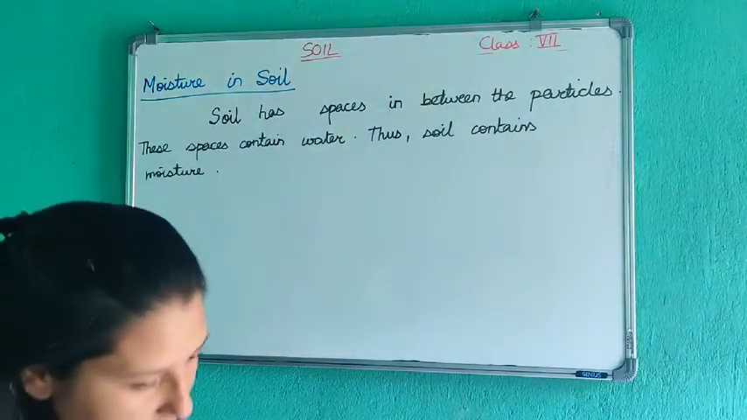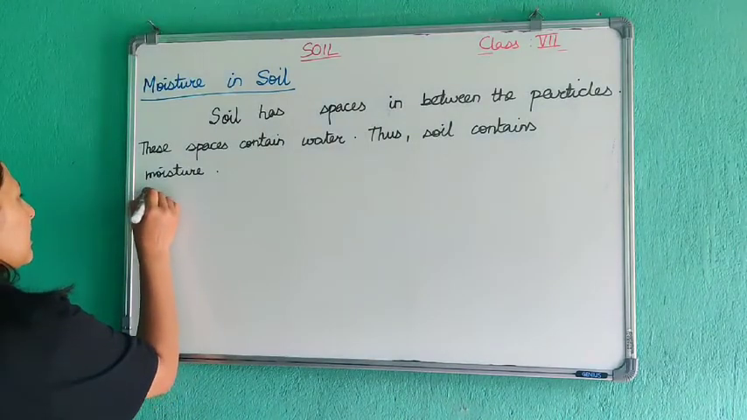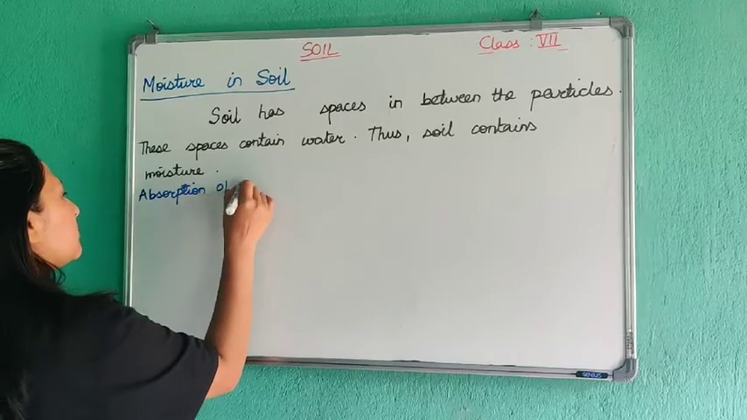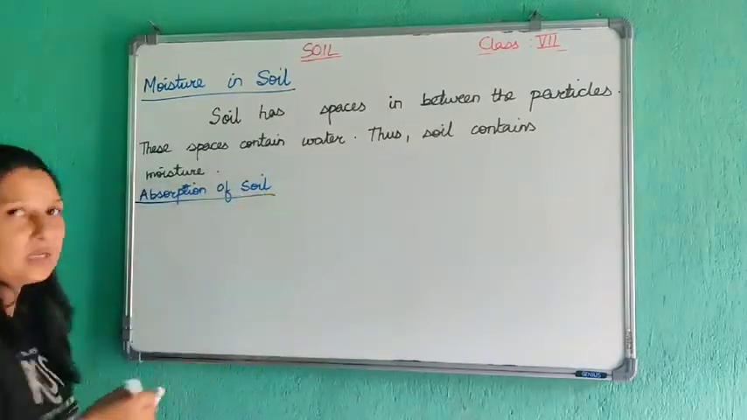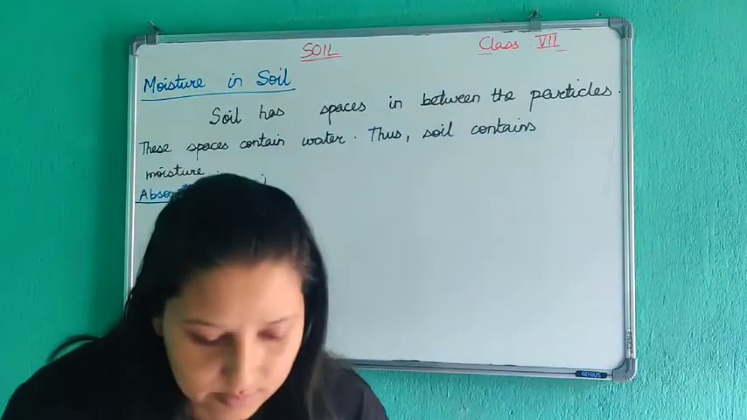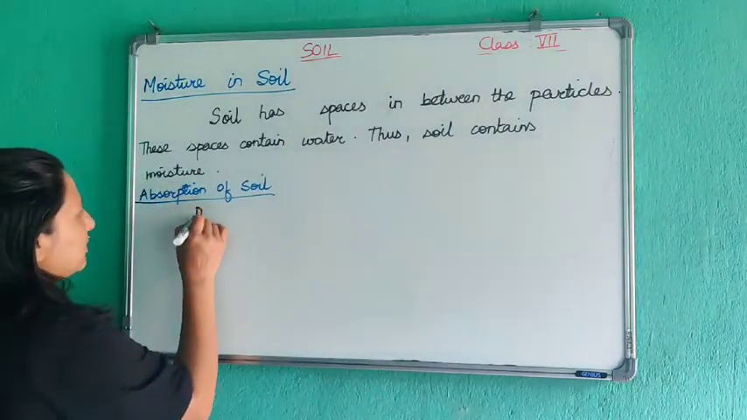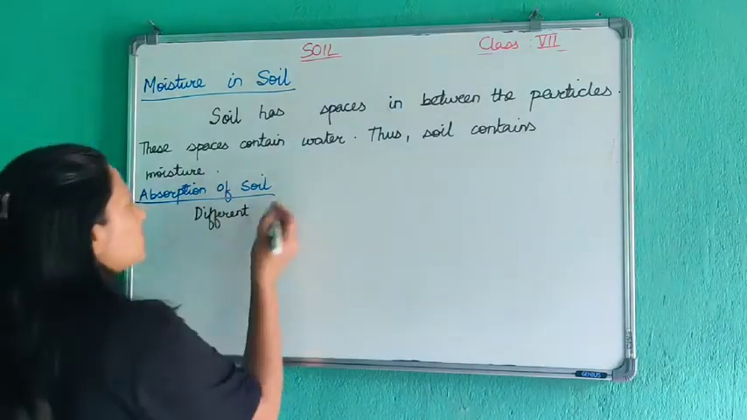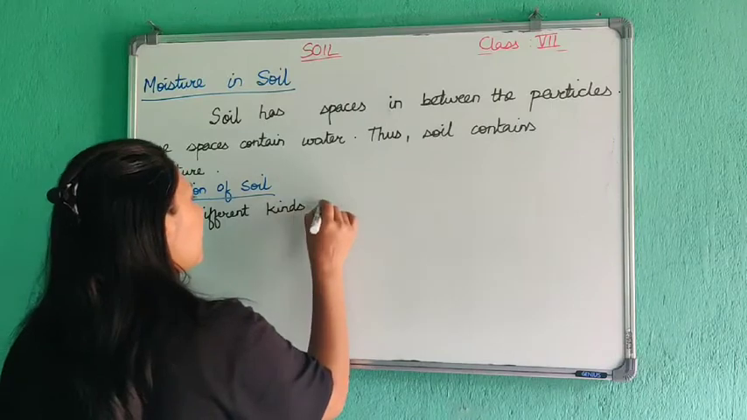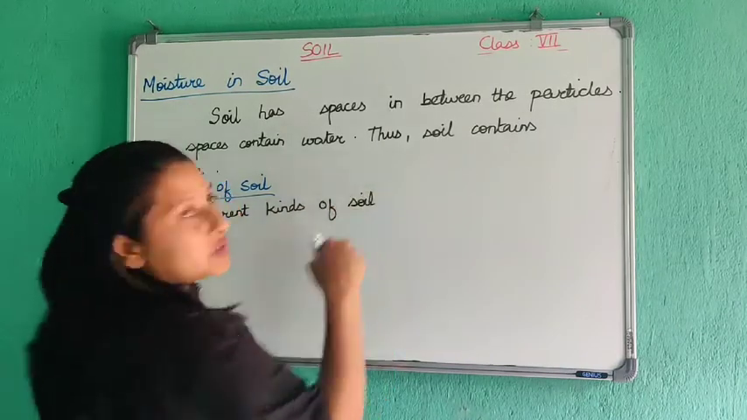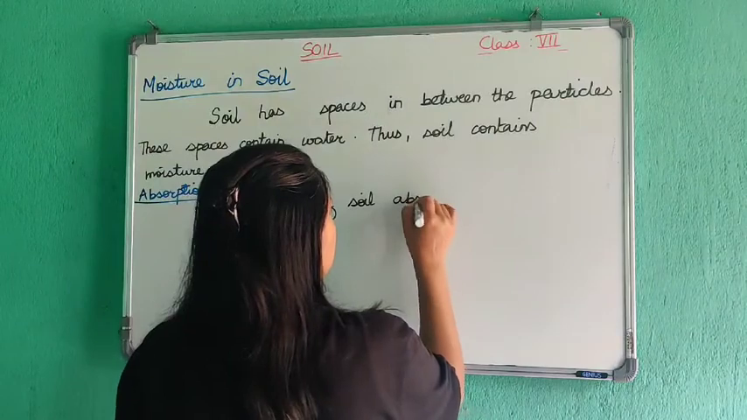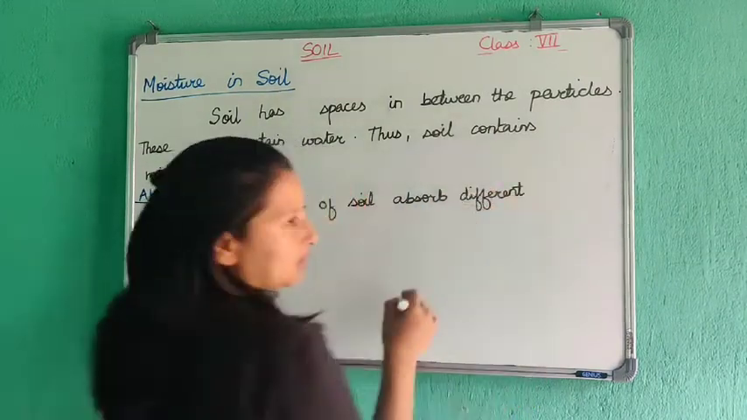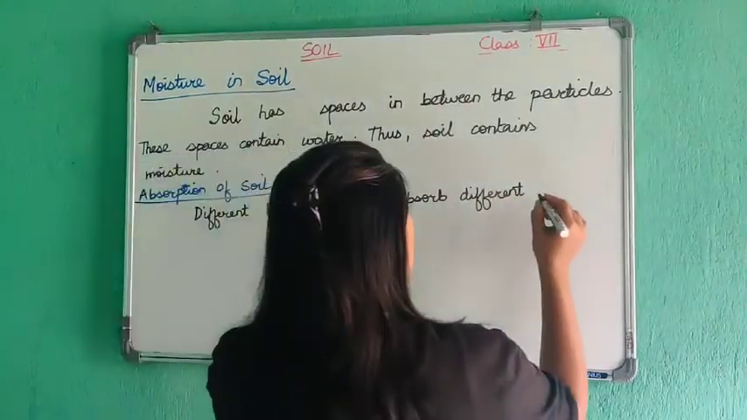Okay. Next is the absorption of water. Now we already studied earlier, when we studied percolation rate, that soil absorbs water. Different layers of soil absorb water, but we also studied in the last class that there are different kinds of soils. So different kinds of soil absorb different amounts of water. All soils do not absorb the same amount of water. Different soils absorb different amounts of water.